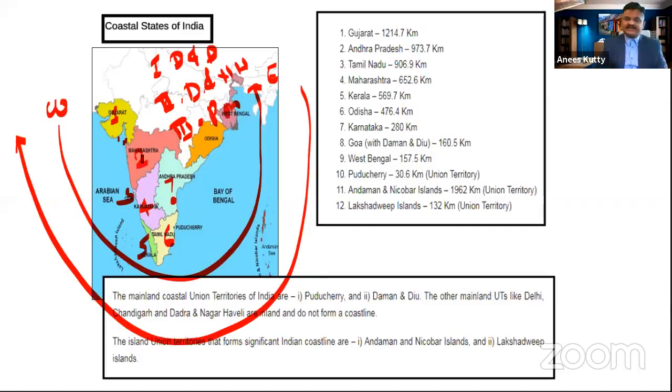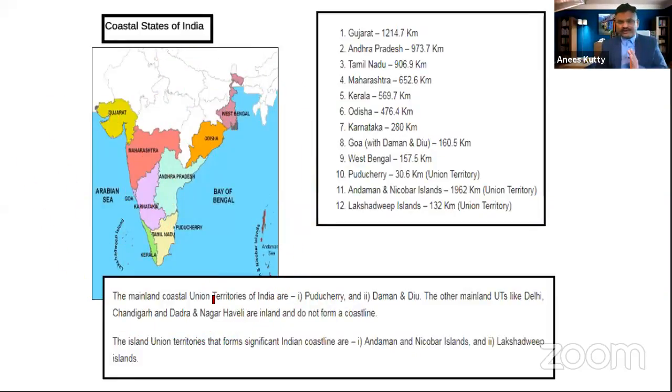But what are the states? This is 1, 2, 3, 4, 5, 6, 7. Orissa is 8. West Bengal is 9. But Tripura and Mizoram do not have a coastal area. That's one thing we have to understand. Now we are moving to the next question.